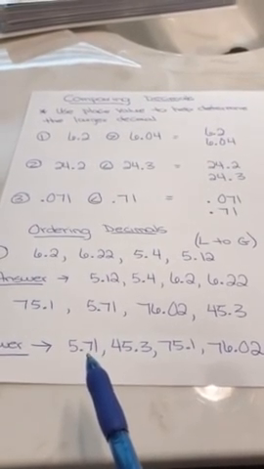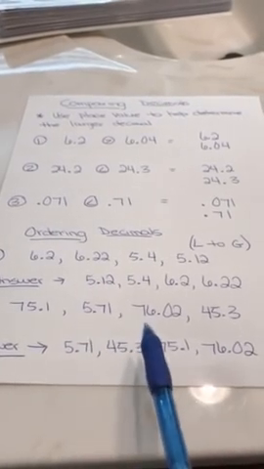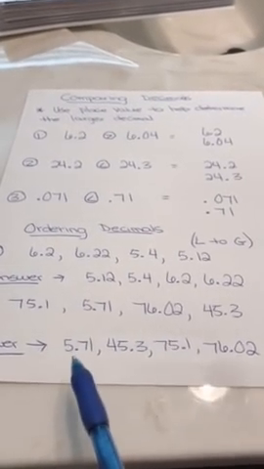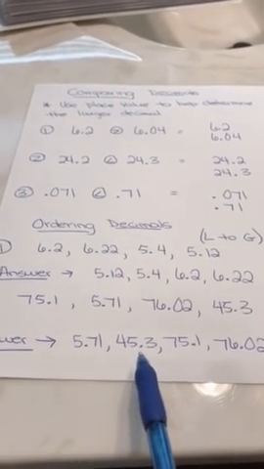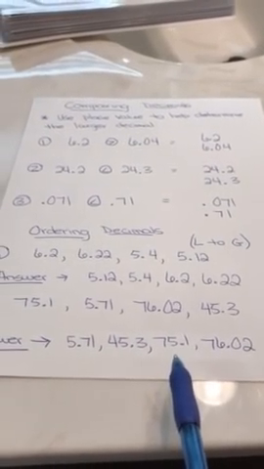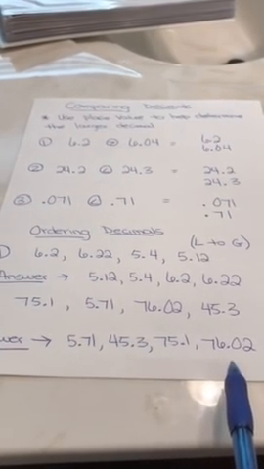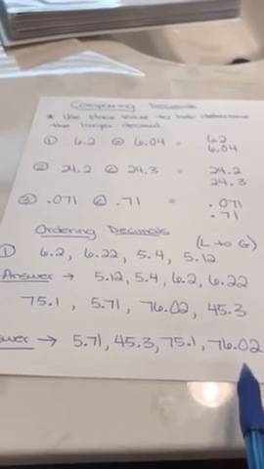All right, because look at the left of the decimal. I've got a 75, I've got a 5, I've got a 76, I've got a 45. So obviously this one's the smallest. Then comes my 45 3/10. If I'm comparing this next one, 75 1/10 and 76 2/10. Okay, or excuse me, 2/100.